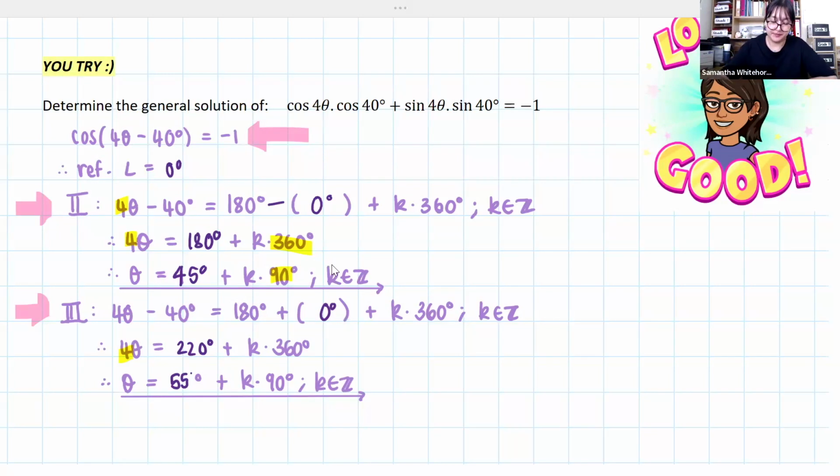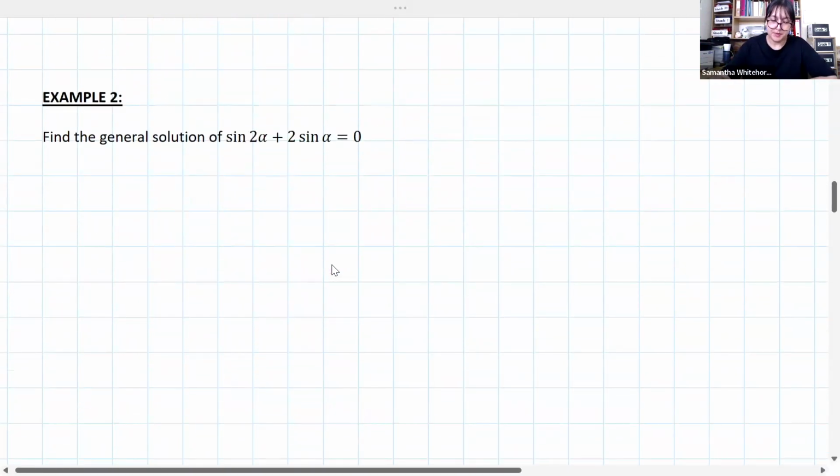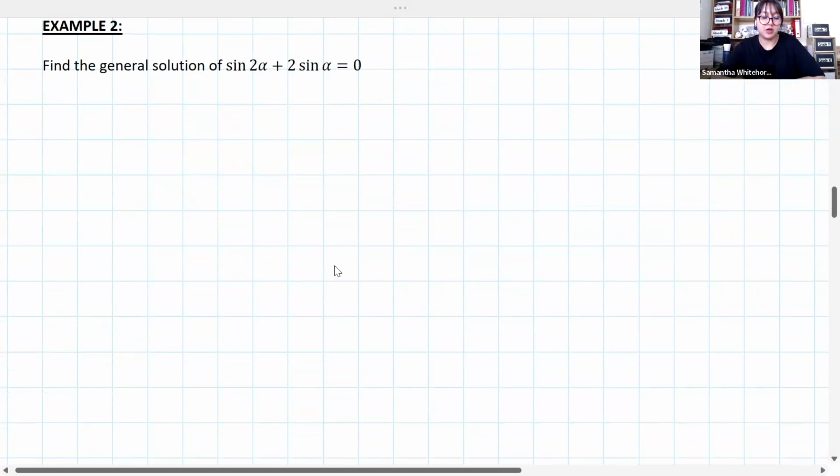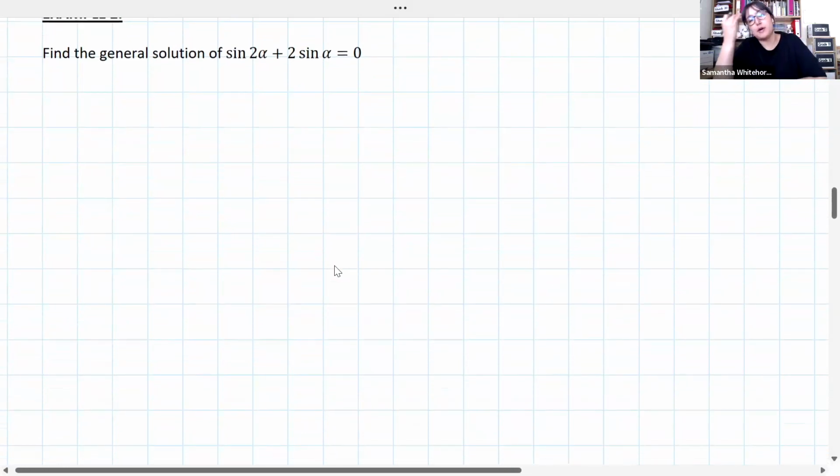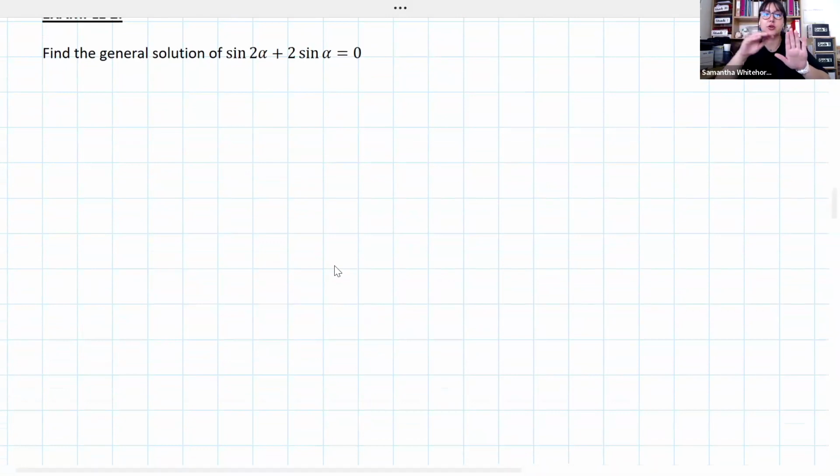All right. Oops. So example 2, now we've just been asked to find the general solution. There's nothing about restricted domains or anything like that. So we're literally just going to find a general solution. We stop at the plus k times whatever we end up with. So here we've been given sine 2 alpha plus 2 sine alpha is equal to 0.